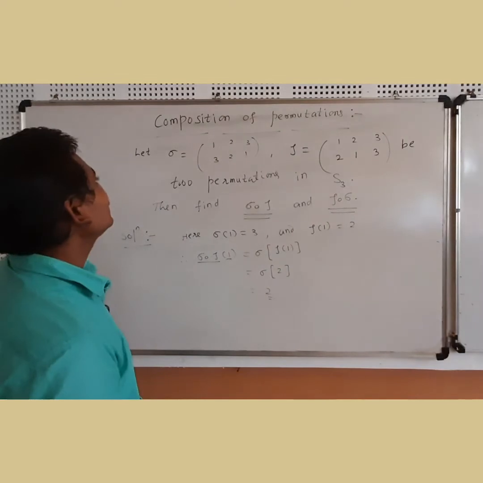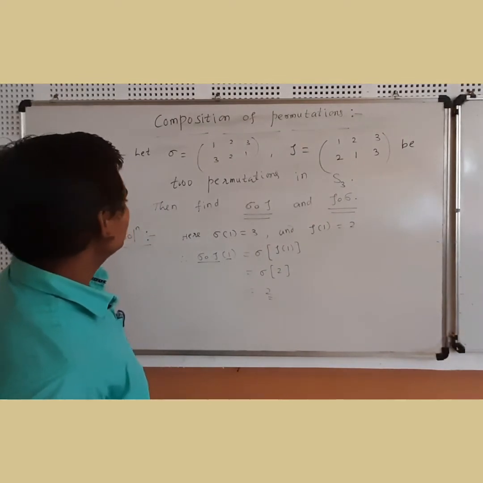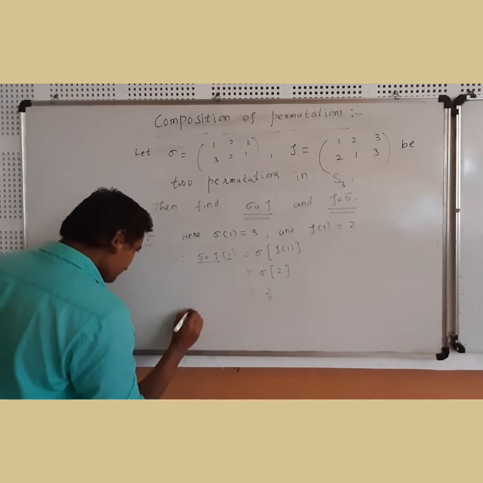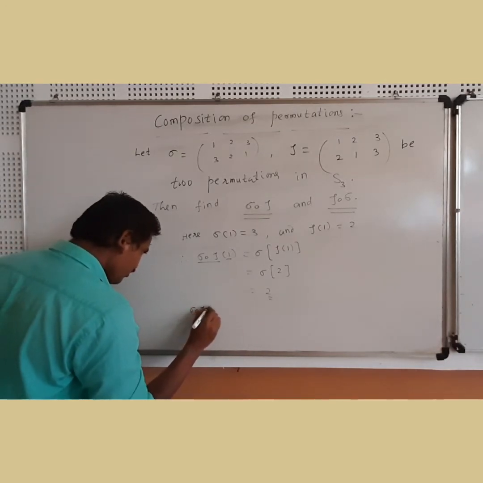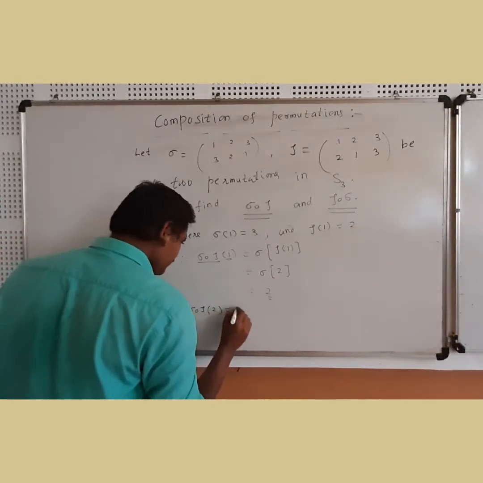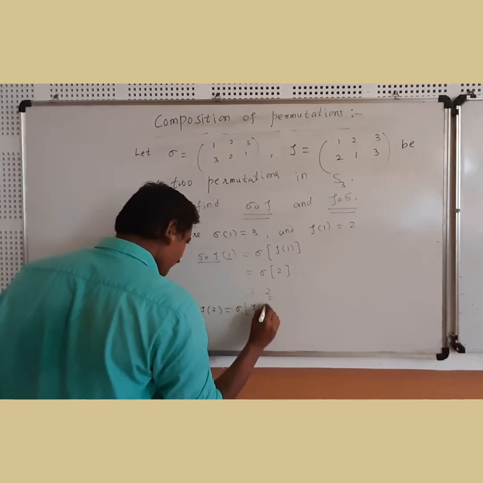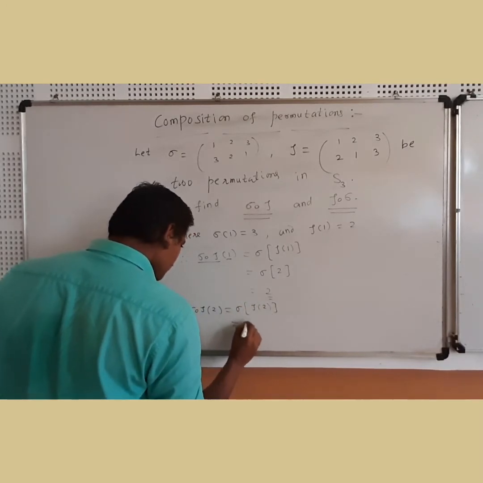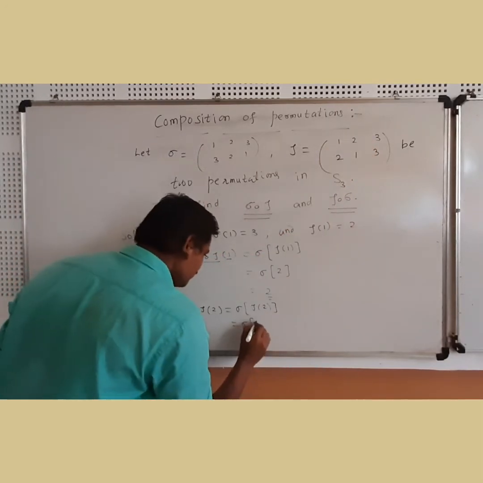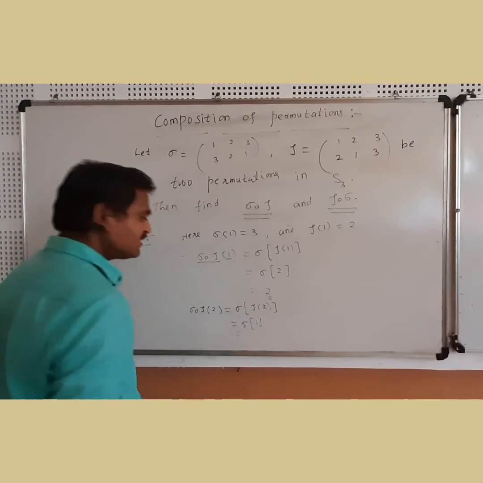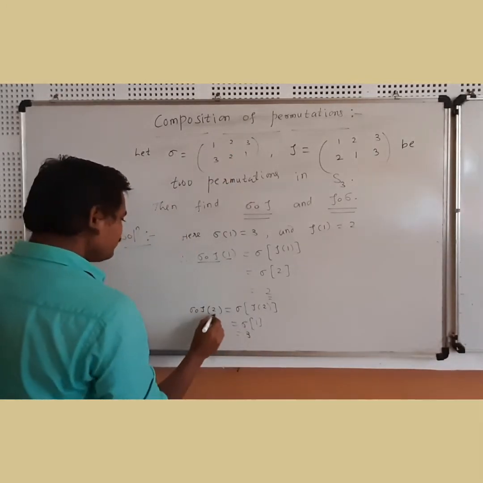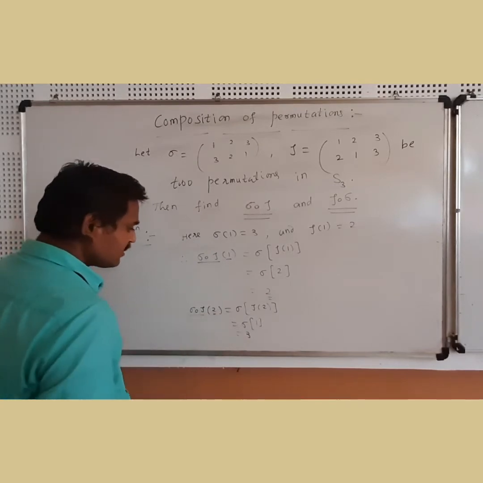Similarly, we can calculate images of 2 and 3 under the composition sigma circle tau. Sigma circle tau of 2 is sigma of tau of 2. So this is equal to sigma of, what is tau of 2? Tau of 2 is given as 1. So this is sigma of 1. What is sigma of 1? Sigma of 1 is given as 3. So this is 3. So the image of 2 under the composition sigma circle tau is 3.